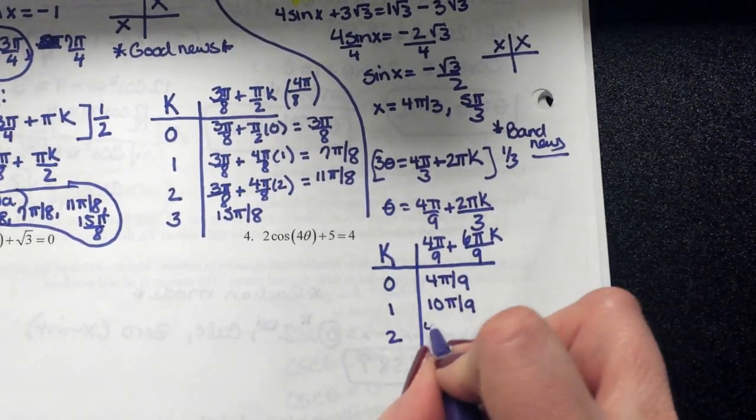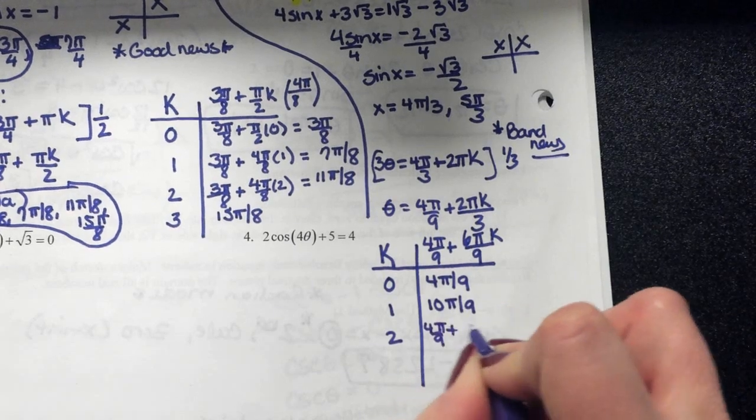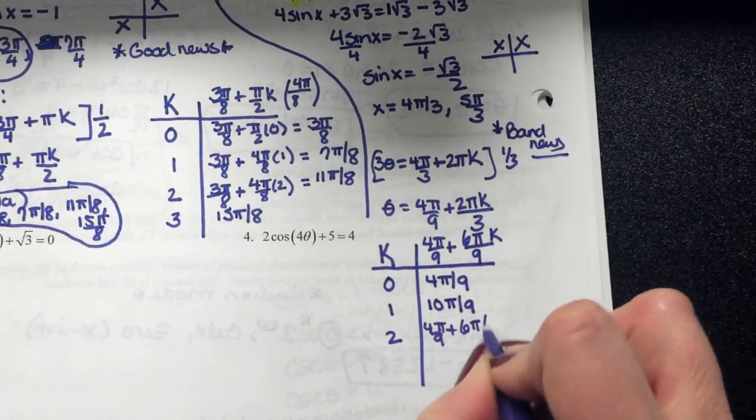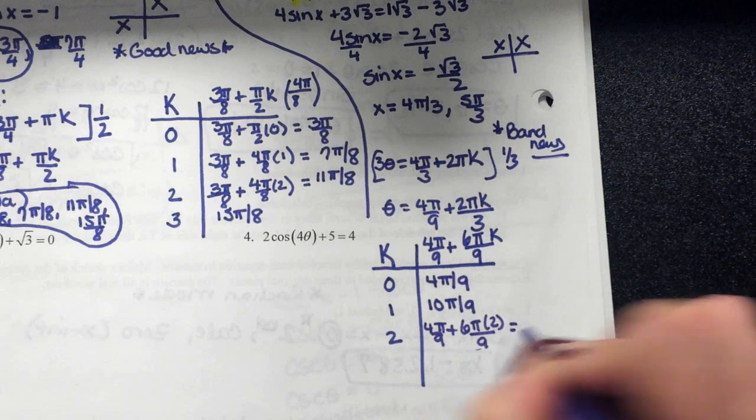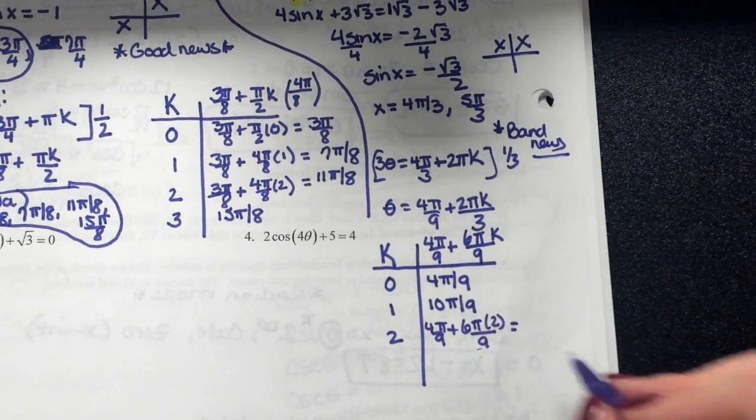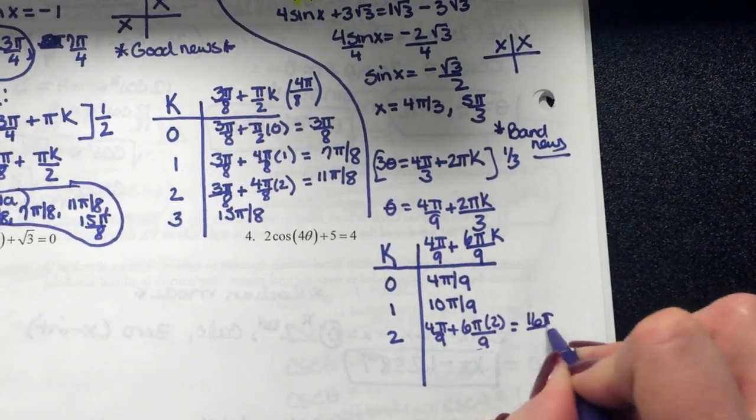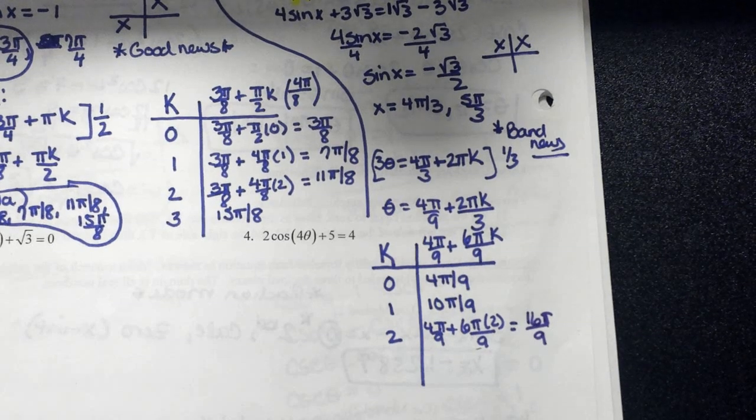that gives me 4 pi over 9 plus 6 pi times 2 over 9. So what's that? That's going to be 16 pi over 9. Is that still smaller than 2 pi? Yes. Do I need to go again? No, because if you notice, once you take it out to the third, you can see the pattern. So I know that my next one will give me an angle larger than 2 pi.